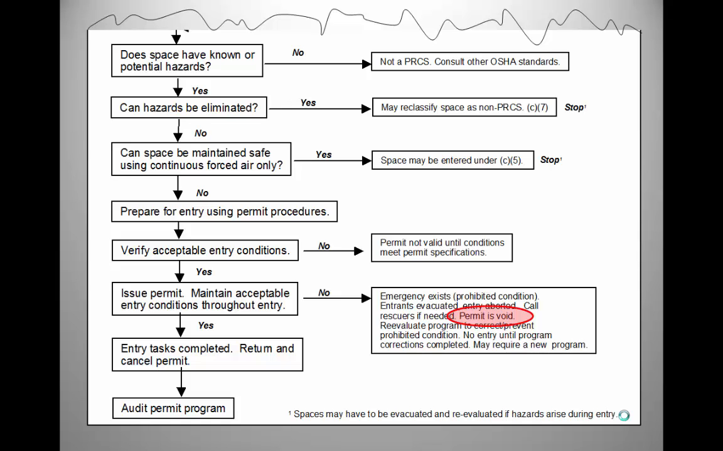It talks about auditing the program. With the permits, we have to maintain permits for at least a year. Our permits are maintained more than that. Our retention schedule, I think, is set at 5 years. However, we've got permits that date back to the early 2000s if you look in our confined space file.